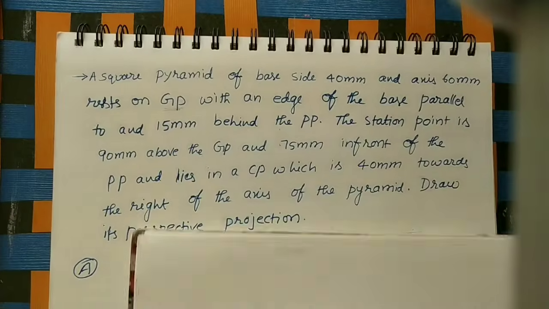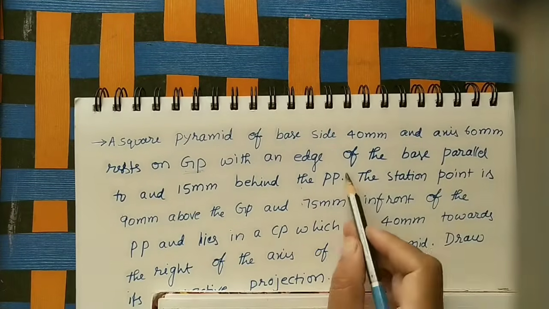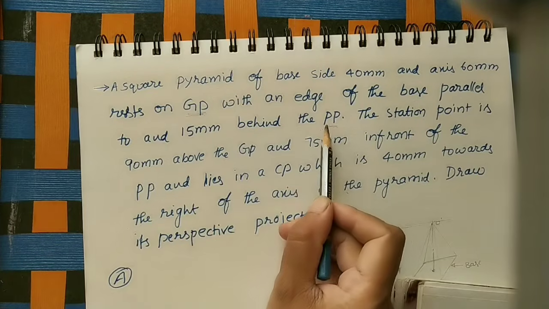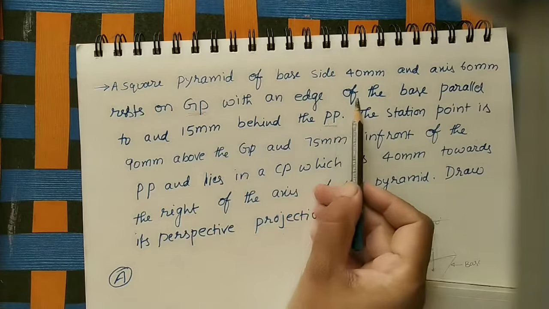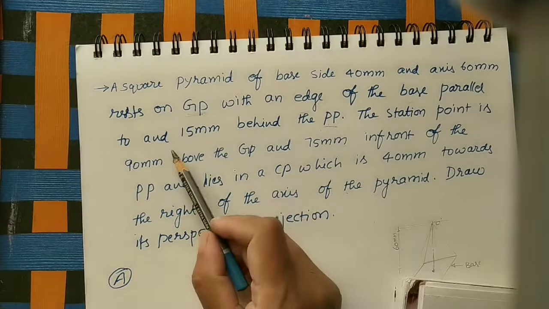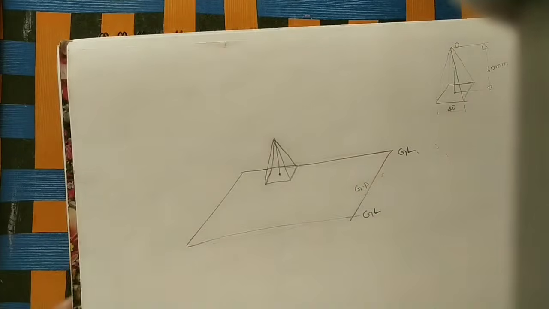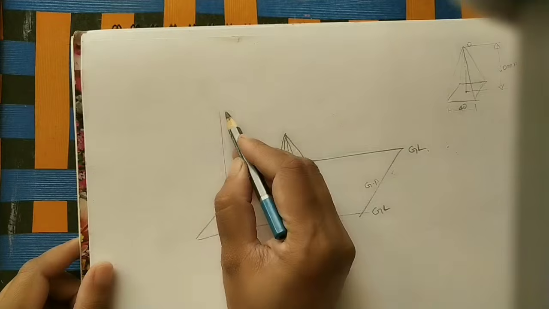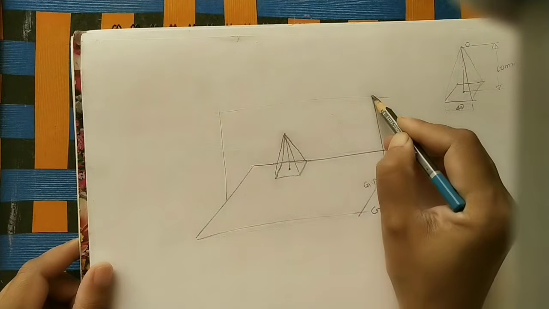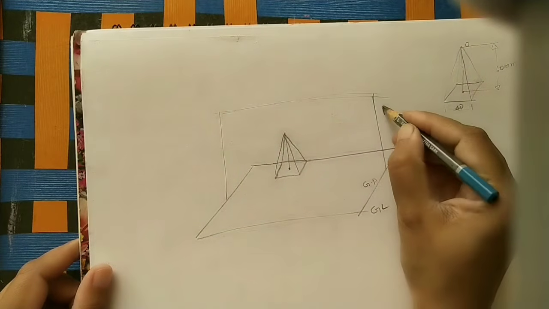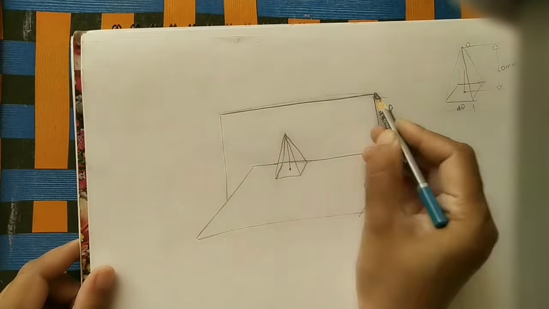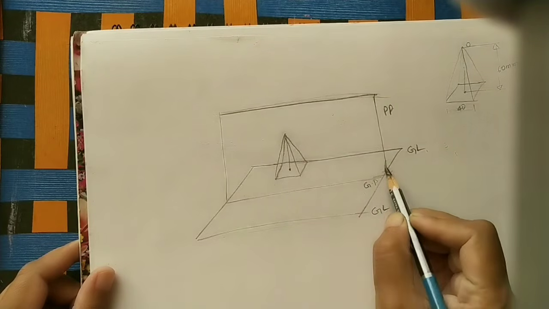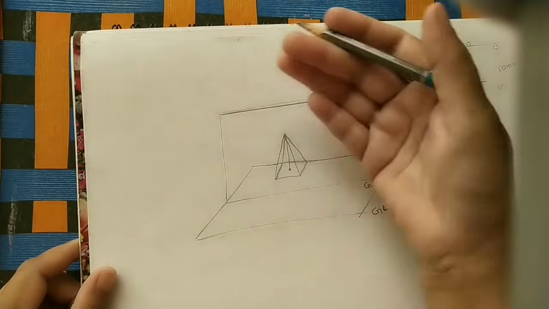Now, after that, with an edge of the base parallel to, and 15 mm behind, the PP. PP means picture plane. Initially I will draw the picture plane, after that I will take this base edge parallel to this PP. Remember it. Just roughly I am taking it like this. So I am writing this is PP. It is a transparent plane.